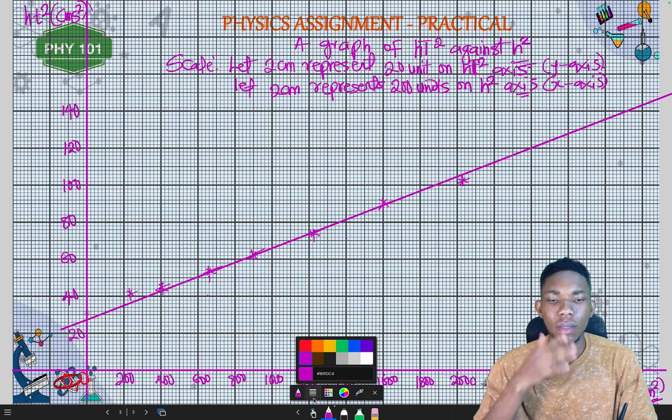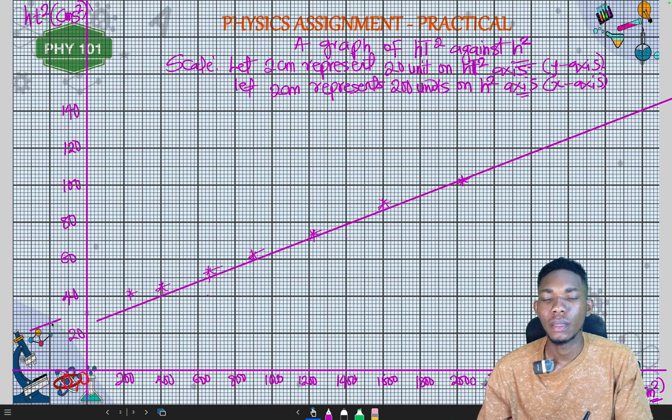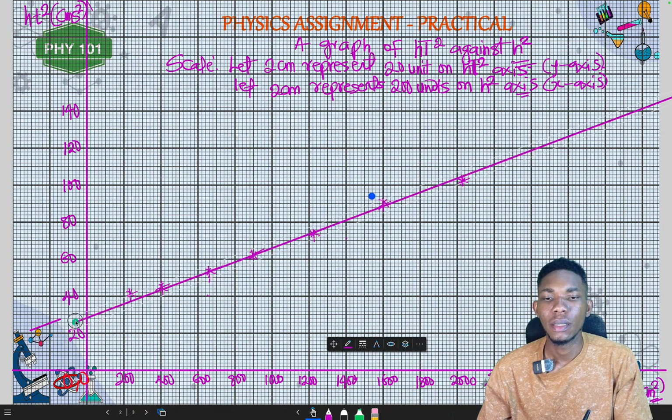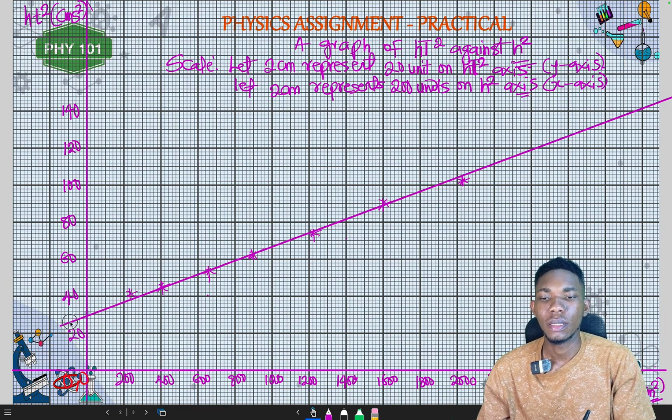Here is 20. All right. Okay. I think I can elongate this one, and I decide to delete this one off. All right, so you see, this is my line of best fit.